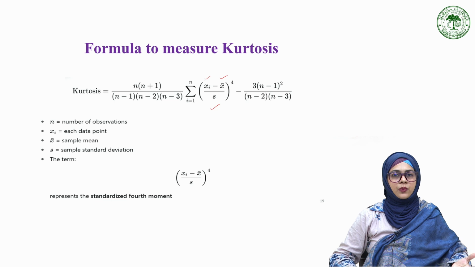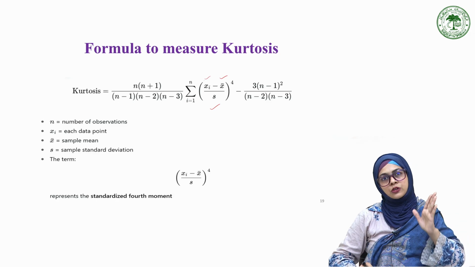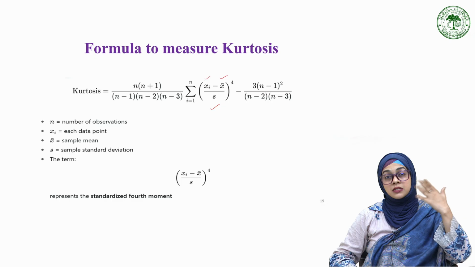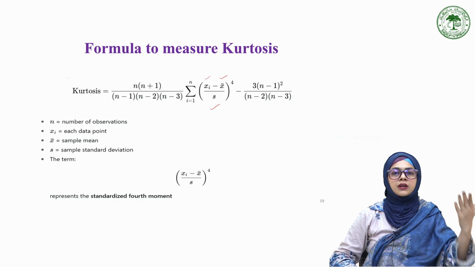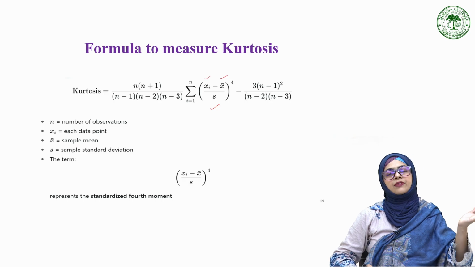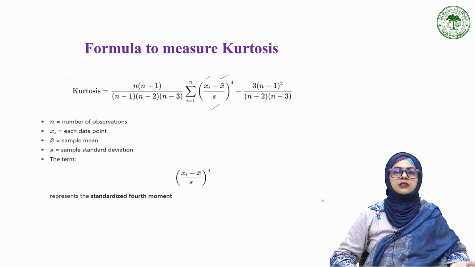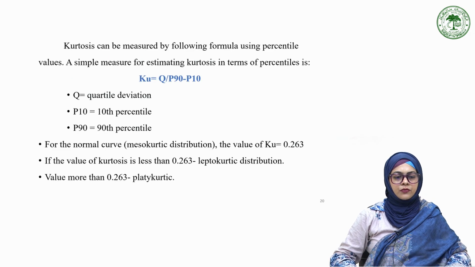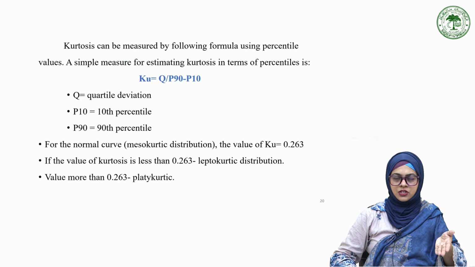The easier way in which you can also calculate kurtosis is through percentiles. Now here you have to understand, if kurtosis is equal to 0, that means it's a normal distribution, mesokurtic. If it is greater than 0, that means a heavier tail and a sharper peak than normal, leptokurtic. And if it is less than 0, that means the distribution has a lighter tail and a flatter peak than normal, that is platykurtic.